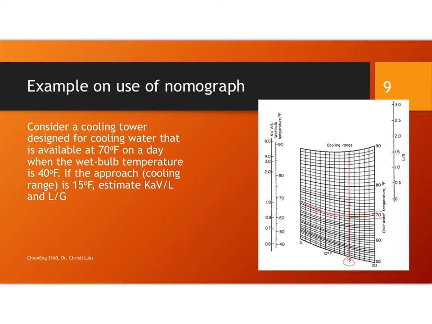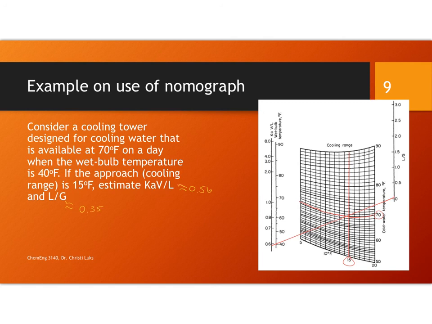Okay, so I've started by drawing in the given information with a wet bulb temperature of 40. I don't think I did a great job of drawing that line, but the KV over L is approximately equal to 0.56, and L over G is approximately equal to 0.35.